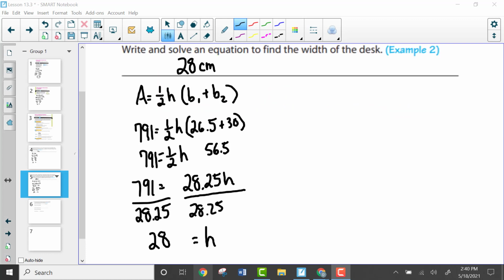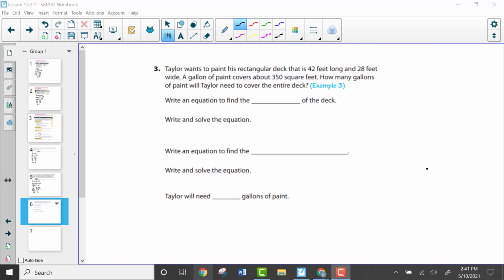Okay, so you can see the answer that I have: 28 centimeters would be the width of the desk. Remember, the height is also the same as the width of this desk. So you can see my work where I wrote out the formula for the trapezoid and plugged in my numbers, and then eventually got 28 centimeters. Okay, so let's take a look at number 3 together.